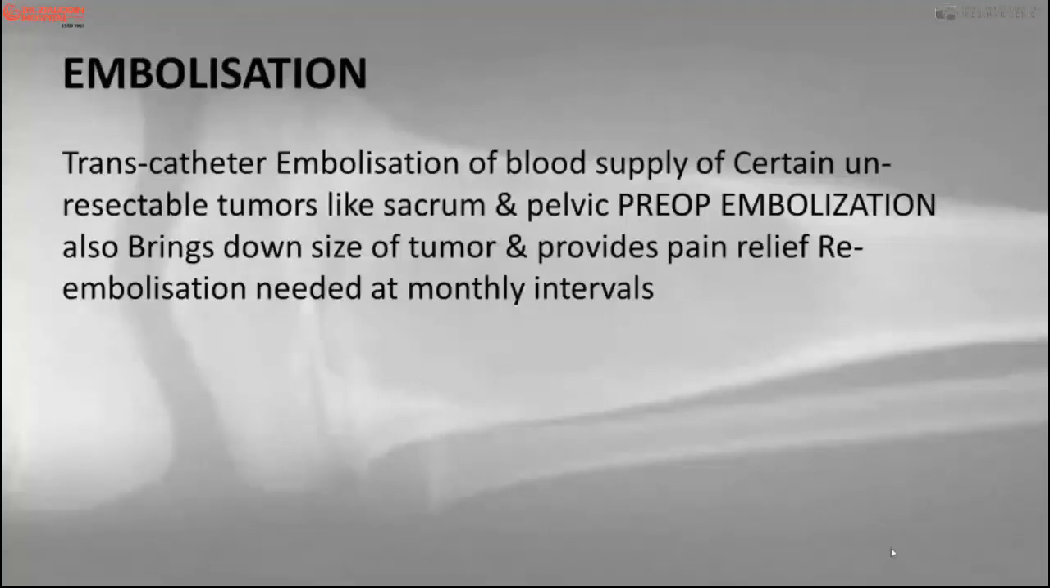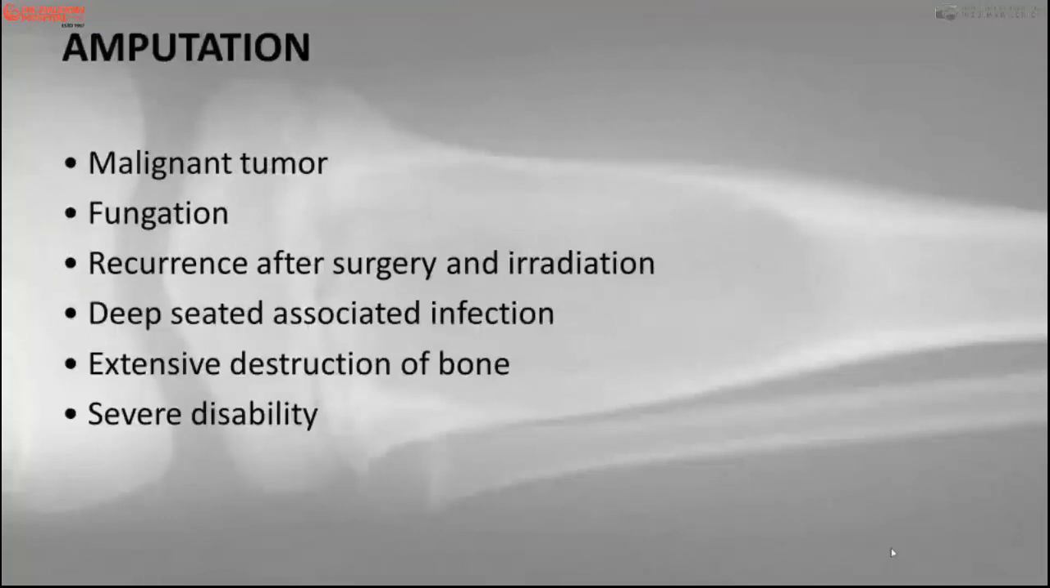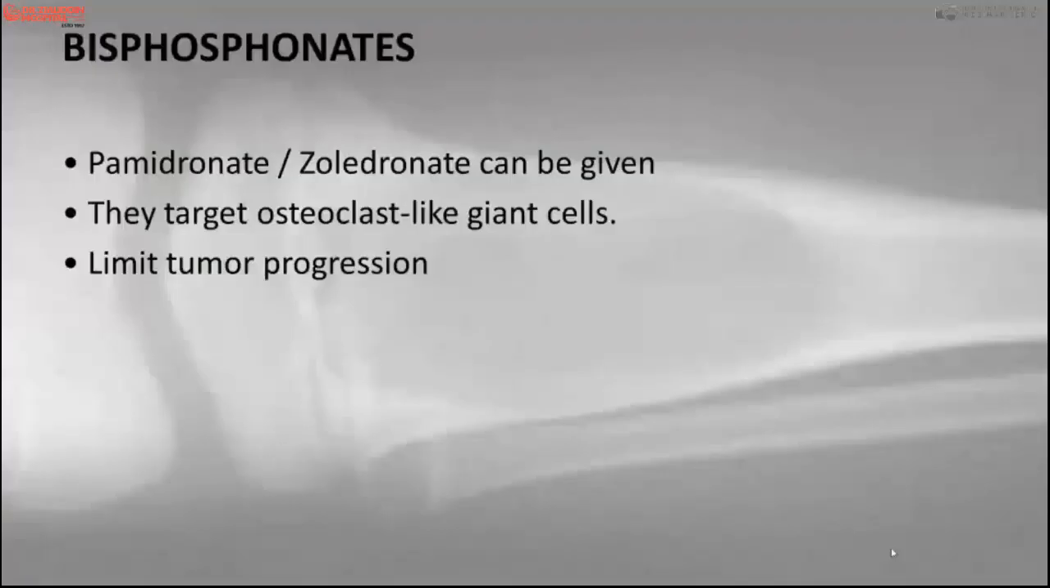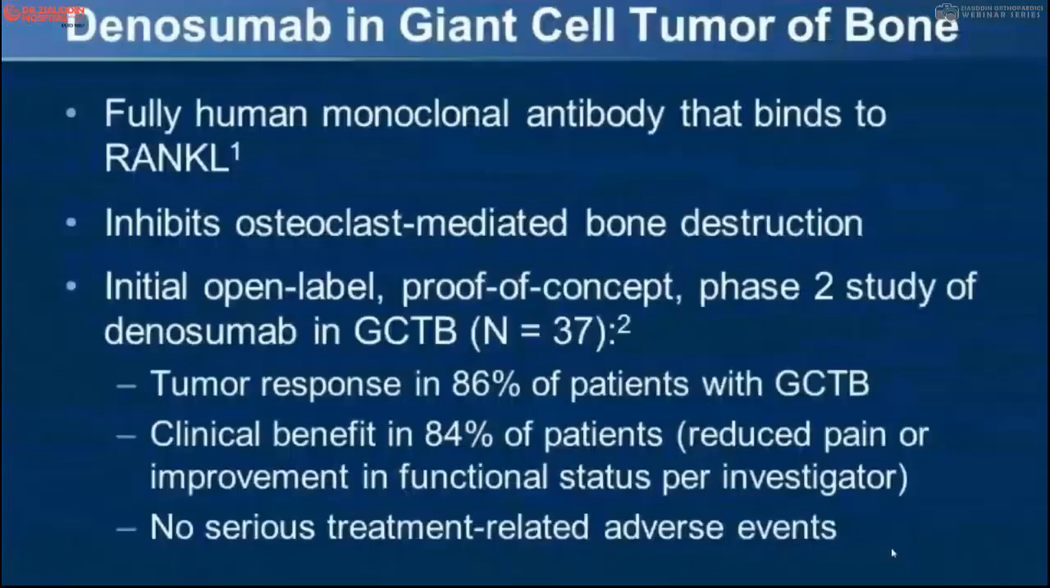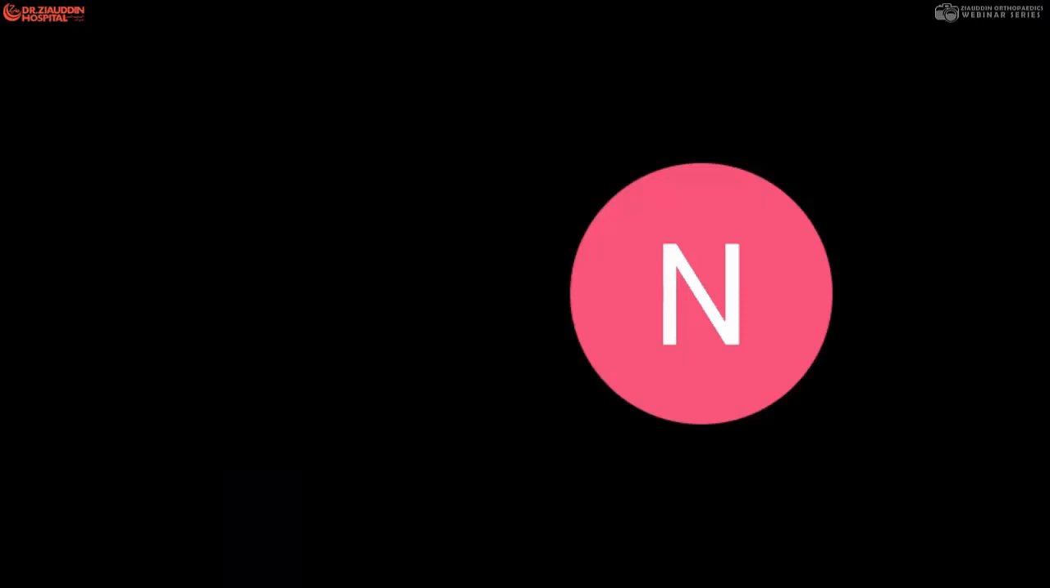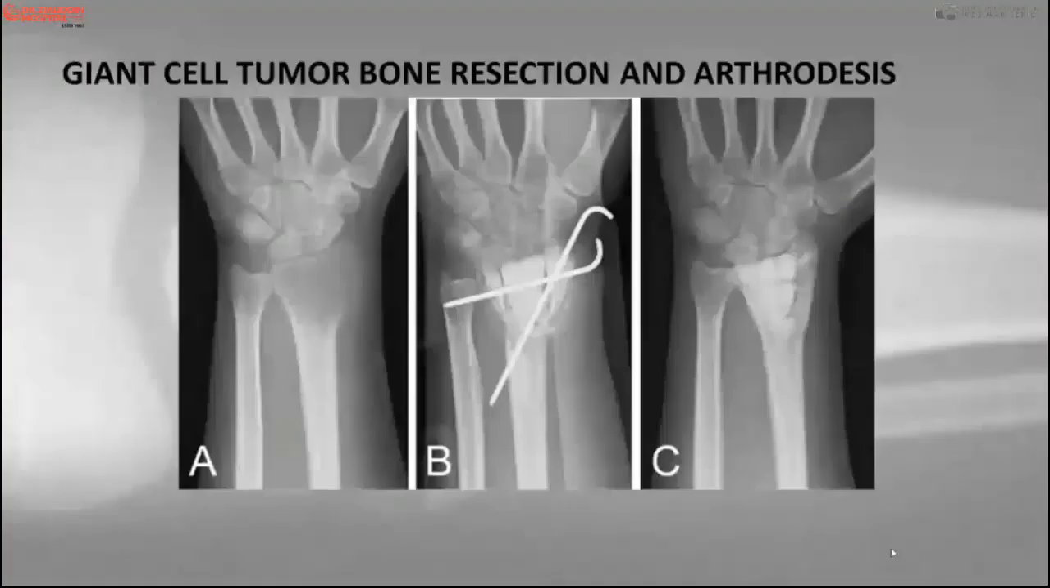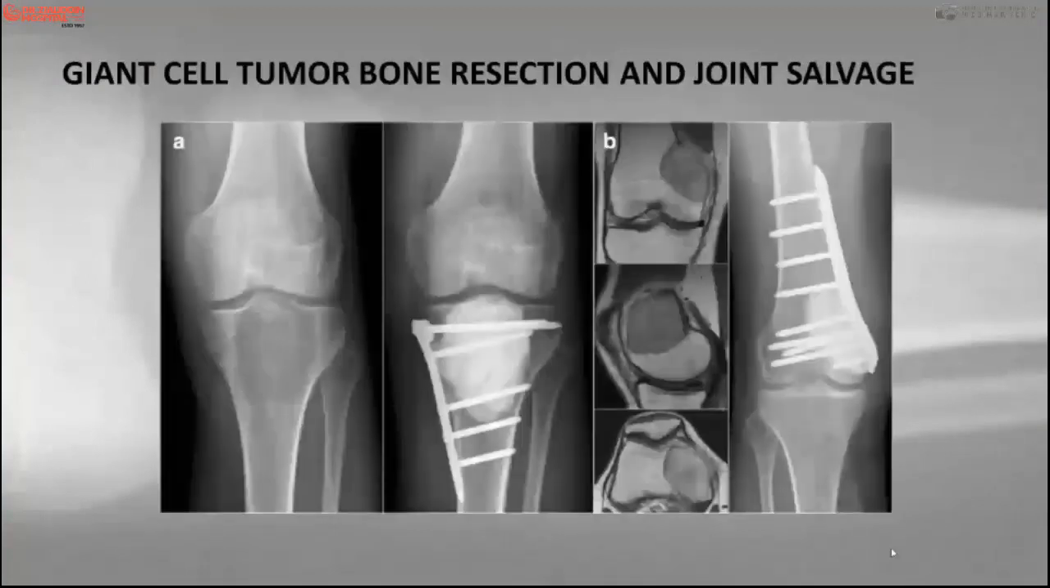Finally, amputation is done if there is malignant transformation, fungation of the tumor, recurrence after surgery, deep-seated associated infections, extensive destruction of bone, and severe disability. Bisphosphonates like zoledronate are also used. They target osteoclast giant cells and limit tumor progression. The new drug, denosumab, as I told you, has been used for giant cell tumors which are resected, and arthrodesis, and the joint has been salvaged by using bone cement and plates. Thank you.